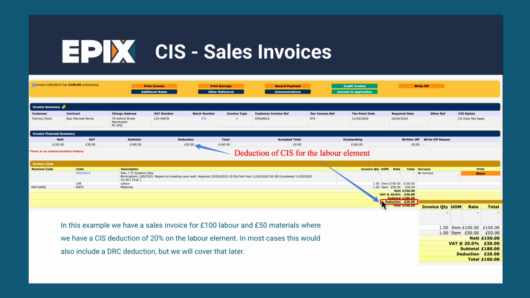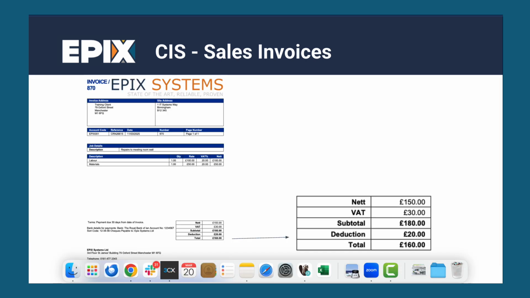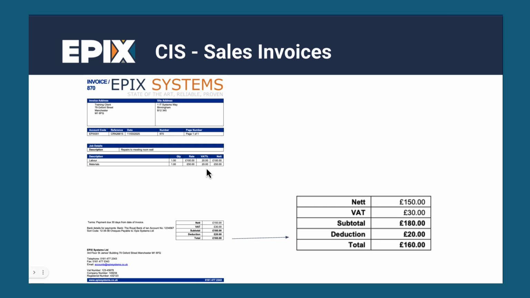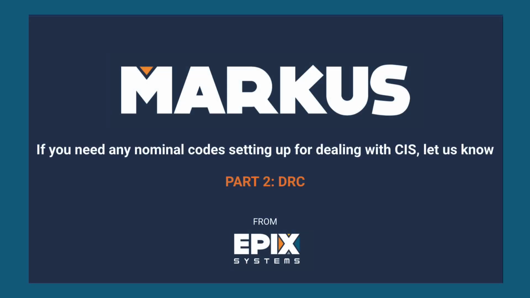But this invoice here, you can see this is the invoice sheet itself. If I go to the next slide, you can see what that would look like on an actual invoice. And this is the resultant PDF file that you get as a result of this, what you might send to your client. That would be the sales invoice side and the purchasing side for CIS. So if you need your nominal codes setting up to deal with that, there is a screen.